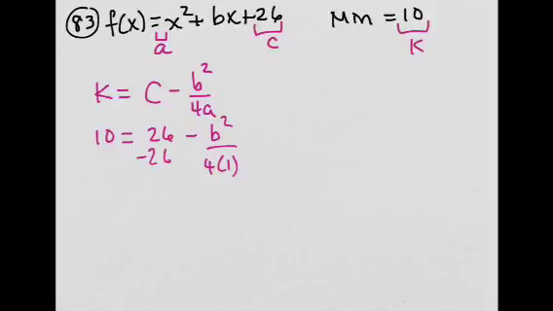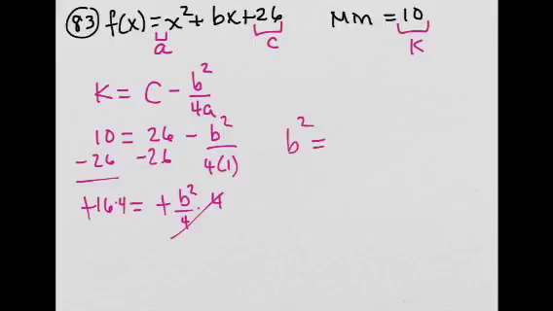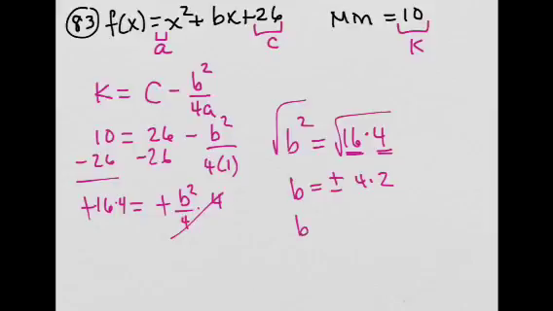So I'm going to subtract 26. That gives me negative 16 equals negative b squared over 4. And so I can multiply both sides by negative 1, and I could multiply by 4. Then I have b squared equals 16 times 4. Because I know that 16 and 4 are squares and I'd rather keep the number smaller, I'm just going to take the square root as they are, without multiplying. So b is plus or minus 4 times 2, because the square root of 16 is 4, the square root of 4 is 2, and so b is plus or minus 8.